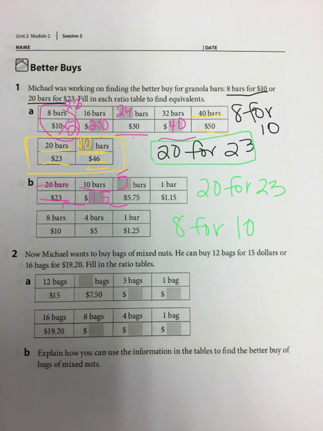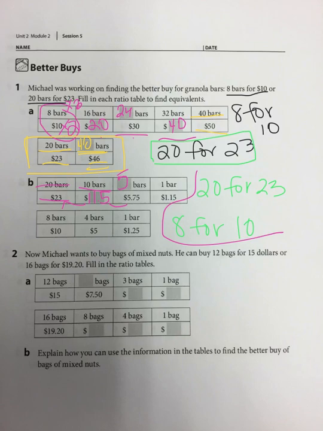Then, if you look below, it did all the work for you for the 8 for 10. 8 bars would cost $10. 4 bars would cost $5. And 1 bar would cost $1.25. Which bar is the better deal? I want you to write that over here where I have writing there. I want you to write which one you think is the better deal over on this side. Pause and do that now.